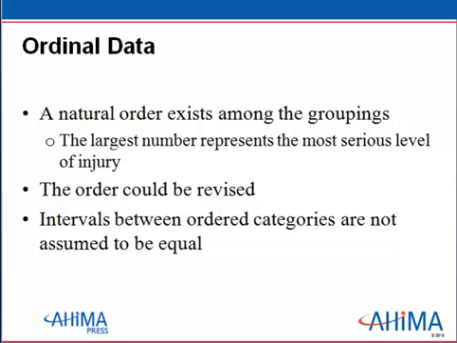A natural order exists among the groupings, with the largest number representing the most serious level of injury in that example on the previous slide. However, we could reverse the order. There is no rule on that, obviously. There's no reason why one couldn't represent fatal and that order could be reversed. And the intervals between ordered categories are not assumed to be equal.